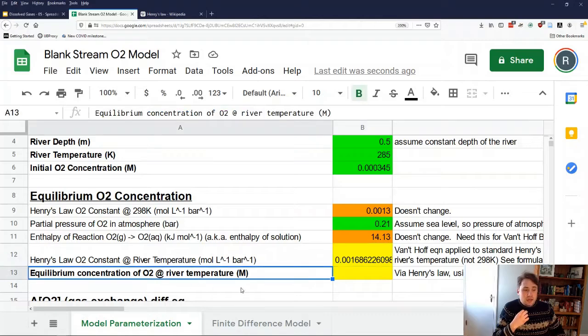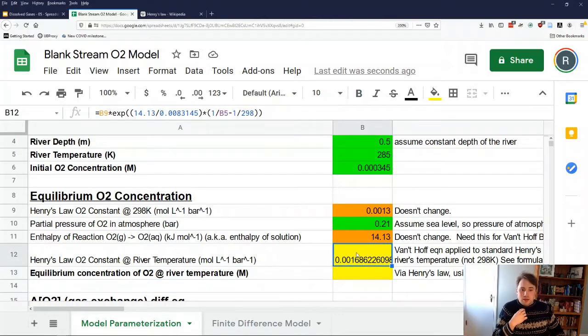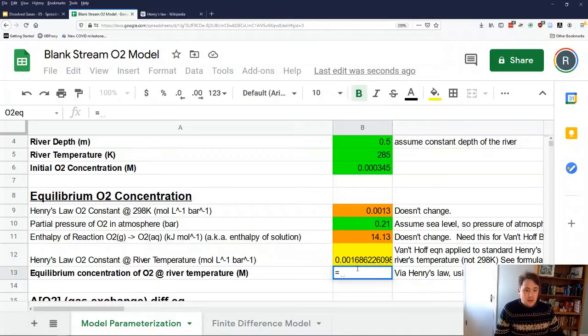And so now to calculate the equilibrium concentration of oxygen at that given temperature, we simply multiply this number by the partial pressure of oxygen in the atmosphere. So I'm going to say B12 multiplied by B10. And here is our molar concentration of oxygen at equilibrium for any water at this temperature. So first part of the equation solved.